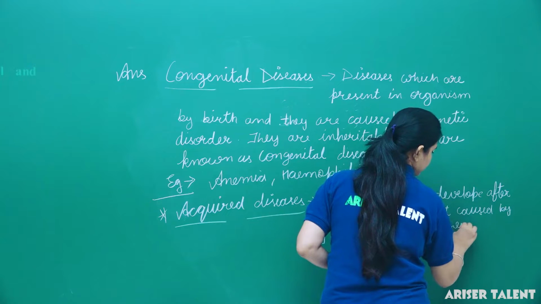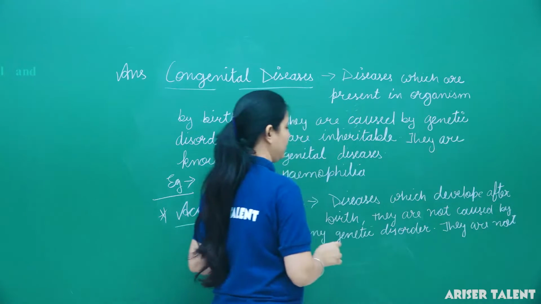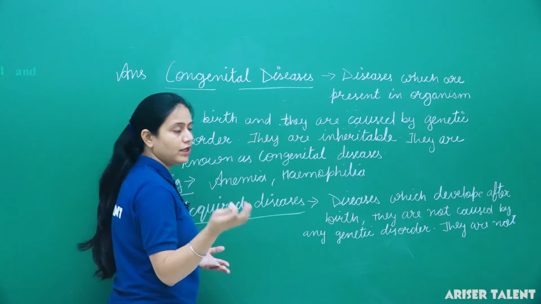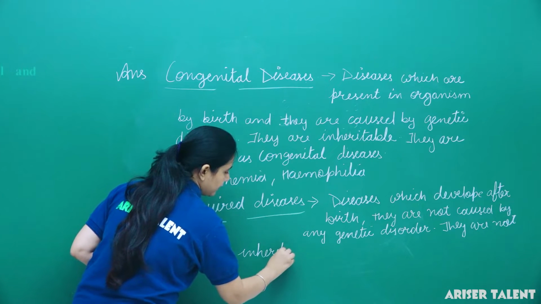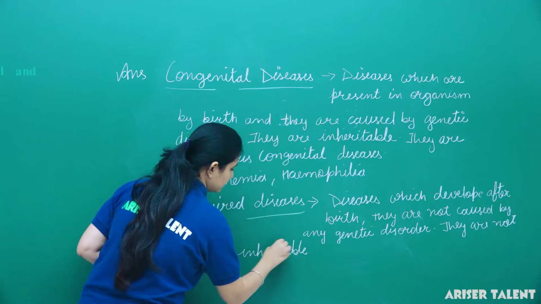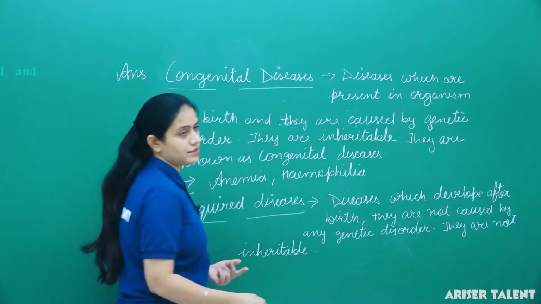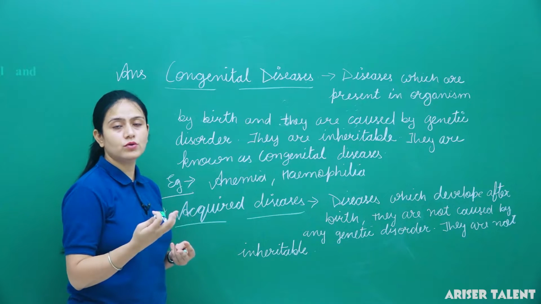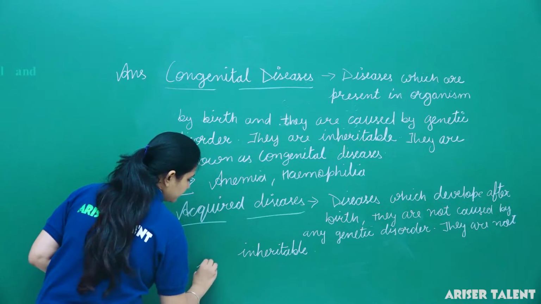They are not inheritable, because they are not caused by a genetic disorder. Okay, and these acquired diseases are of two types. Communicable means infectious and non-communicable means non-infectious.